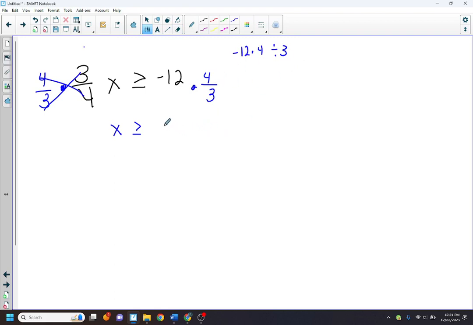Negative 16. In your calculator you would type -12 times 4 divided by 3, or you could do that one step at a time. Oh wait, that's so smart.